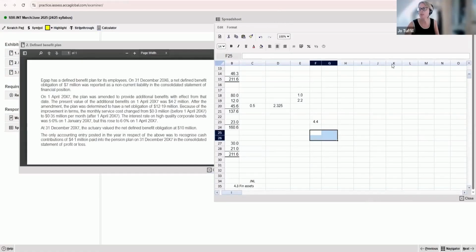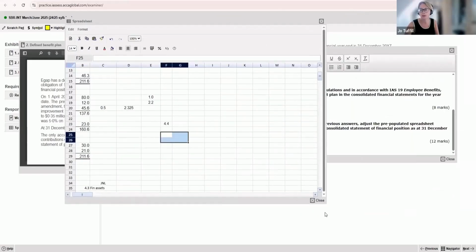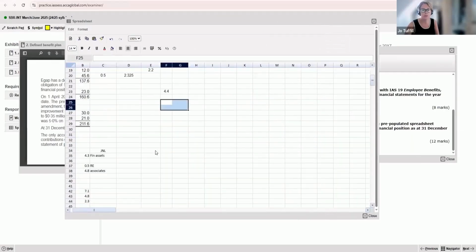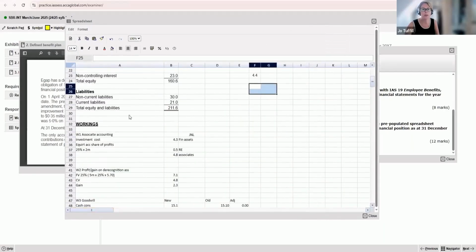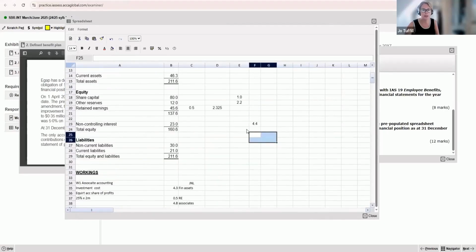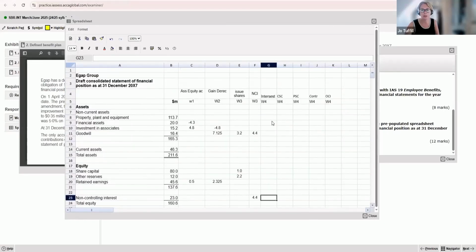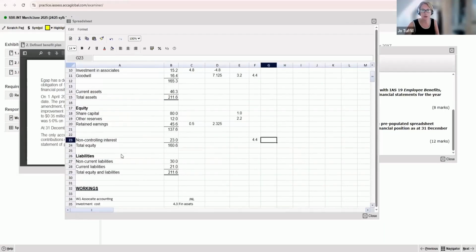Sorry, I'm trying to move the spreadsheet now. There we go. All the adjustments are going to be done based on the non-current liabilities in this section. So you know it's there. So you've got to do it basically between retained earnings and other reserves.